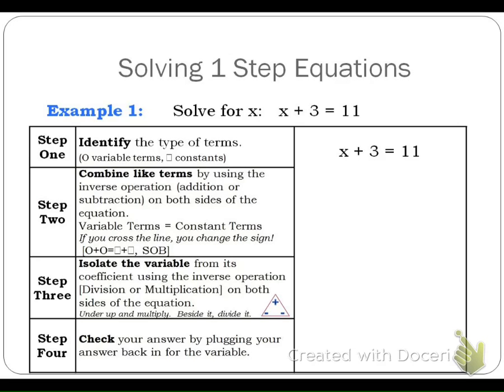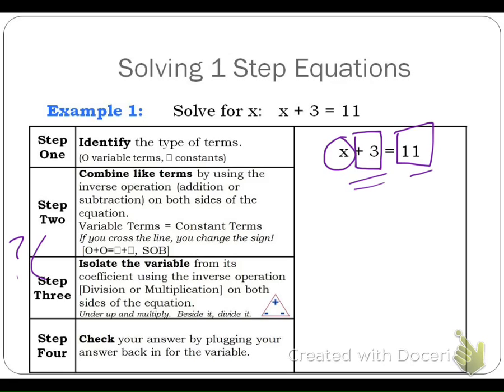So, our first step, identify the types of terms. This will help you to determine what you're going to do next. So let's identify our terms. We have a variable term, a constant, and a constant. Now you're going to ask yourself, which of these 2 steps do I have to do next? Well, look, what do you have? Do you have any coefficients that you need to isolate? No. Do we have any constants that we need to combine? Yes. We have a constant of positive 3 and a constant of 11 that we need to combine together.